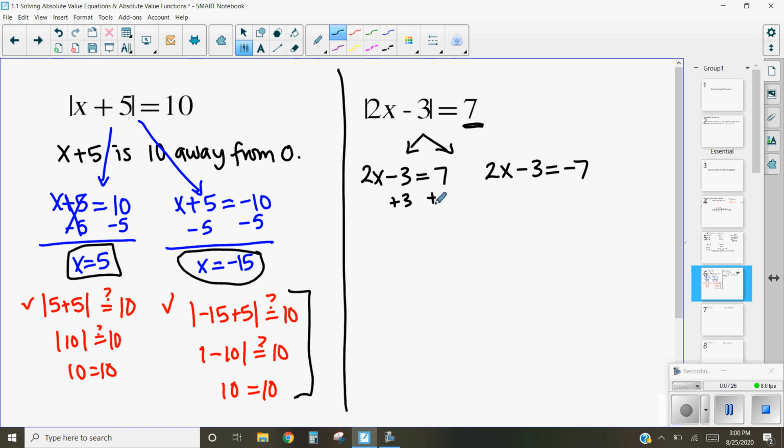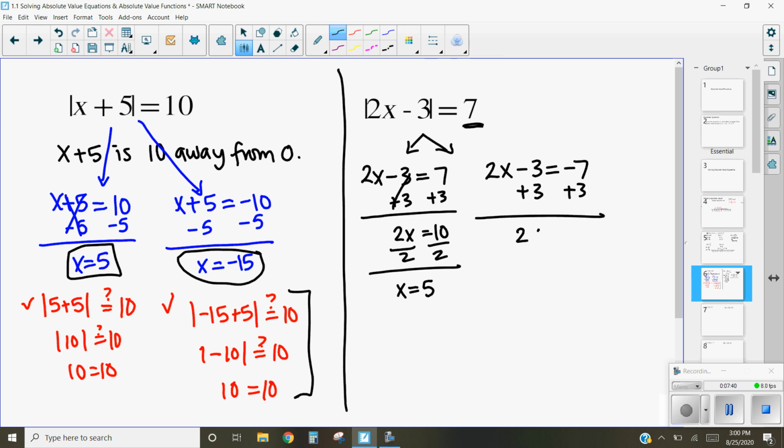So I'll add 3 to both sides, and we get 2x equals 10, divide by 2, and I get x equals 5. Similarly, we can do the other one, add 3, we get 2x equals negative 4, divide by 2, and we get x equals negative 2. So these two are solutions. x equals 5 and x equals negative 2 are the two values for x that work for this equation. And that, in a nutshell, is finding the answers to absolute value equations.